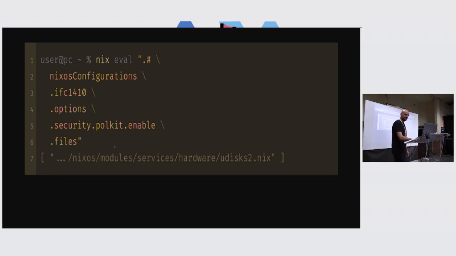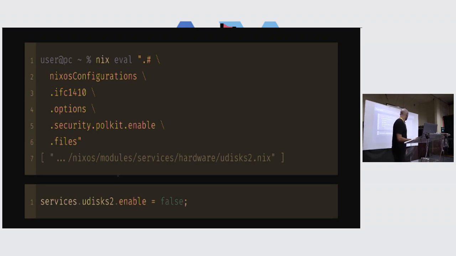And it's going to tell me that, well, the udisks2 file is going to pull polkit, and udisks2 is enabled by default. So from the manual, it says that polkit is disabled by default, but in effect, udisks2 is enabled and will pull polkit, so in effect, it's going to be enabled. This was fixed in NixOS 22.11. I don't have anything to do with that change, but thank you.